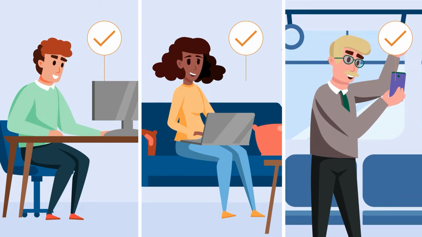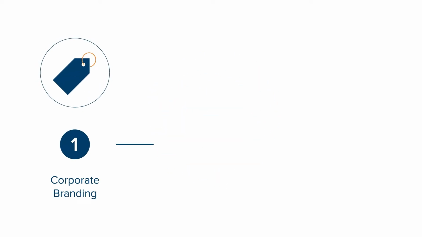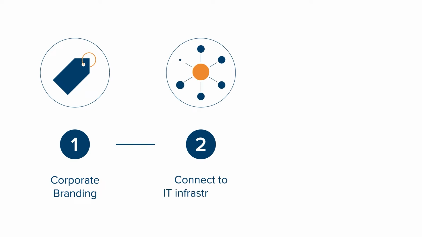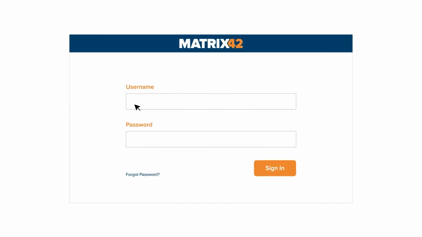differentiator. Let's see how. Setting up your first employee service requires just 3 steps. 1. Add your corporate branding. 2. Connect to your existing IT infrastructure. And 3. Select a workflow template and customize it to your needs. Let's start with the first step.